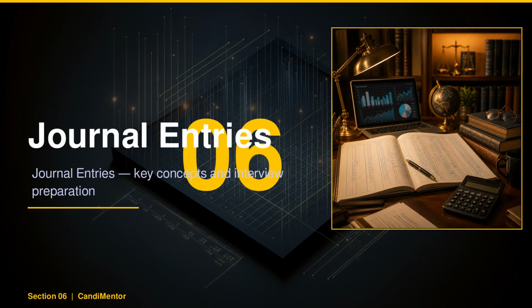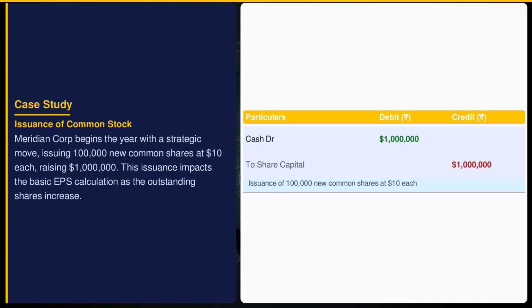In this slide, we cover earnings per share journal entries, an important concept in this standard. Let us go through the key points carefully. Meridian Corporation boosts its equity base by issuing common stock. With 100,000 new shares, the basic earnings per share calculation will reflect this increased share count. Each issuance affects EPS, as it changes the average number of shares outstanding.